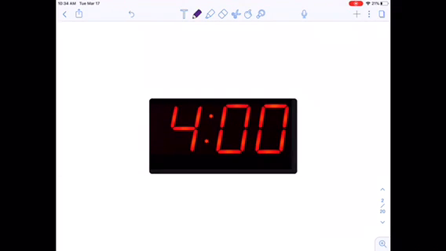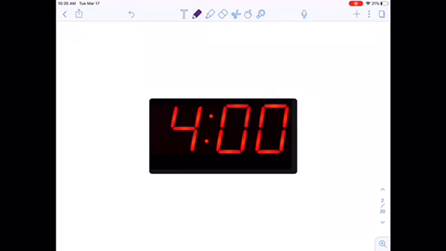A digital clock starts by showing us the hours first, then the two dots that separate the hours from the minutes, that's called a colon. And the last two numbers are the minutes that have passed in that hour. So I would look at this clock and I would see 4 and then a colon and 2 zeros. But I can't read the clock 400. When there are 0 minutes that have passed in an hour, I say o'clock. So I would read this time as 4 o'clock.